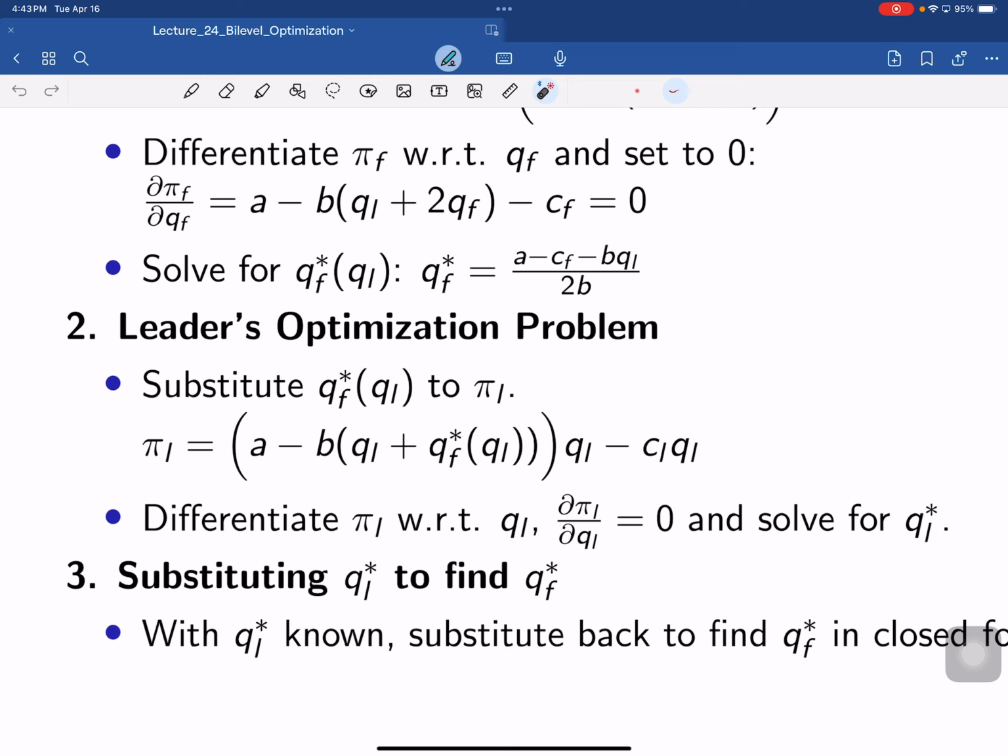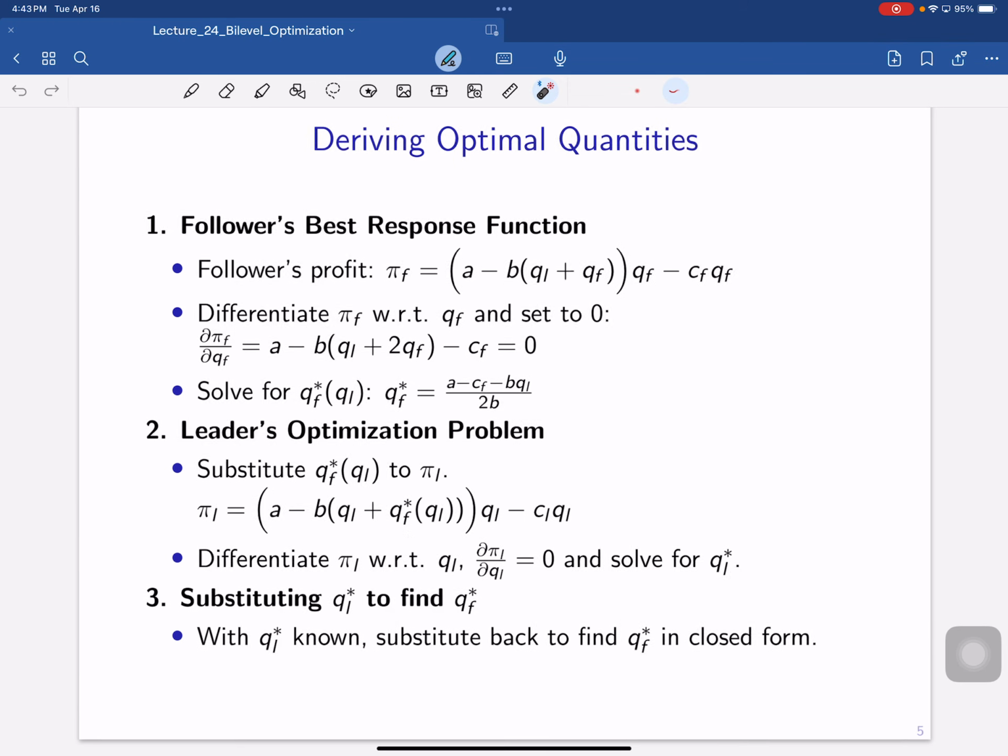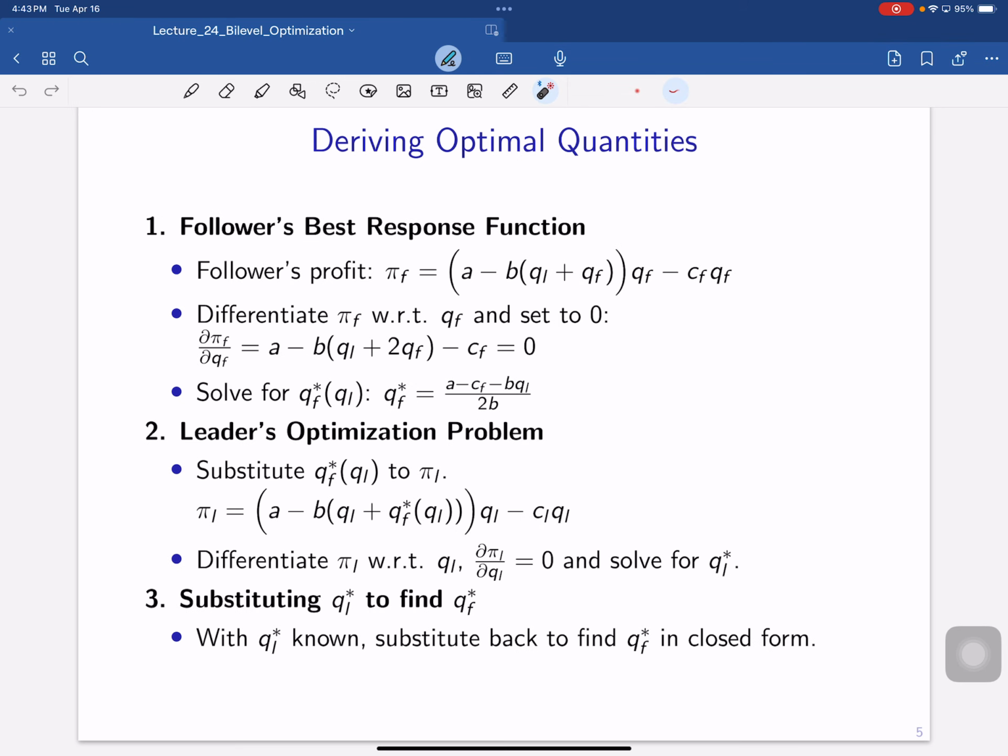So the leader is anticipating that the follower is reacting optimally, so you plug in the optimal response function into the leader's problem, then you take the derivative to get the optimal leader's decision. Okay. So now let's see if there are any questions here for this toy problem.